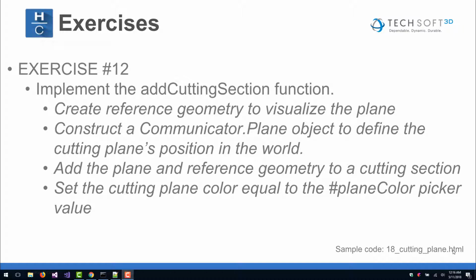In exercise 12, we're going to implement the add cutting section function. In this function, we're going to create reference geometry to visualize the plane. Next, we'll construct a communicator.plane object to define the cutting plane's position in the world. Next, we'll add the plane and reference geometry to a cutting section. Finally, we'll set the cutting plane color equal to the plane color picker value. Let's dive right into this exercise.